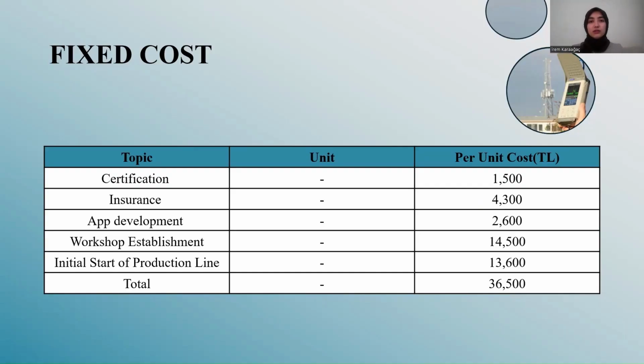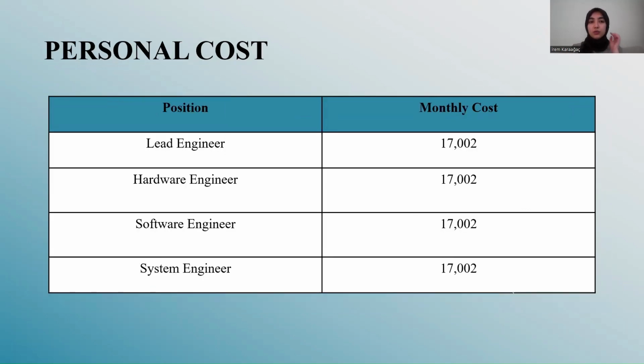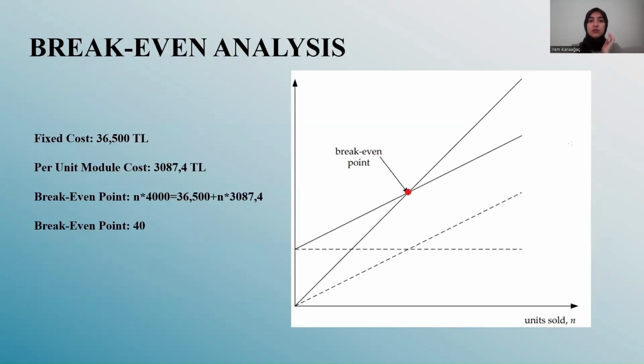I would like to tell a little about the cost analysis of the project. The fixed costs of this project include initial investments such as equipment and software licenses required for the design and development of the device. Variable costs are expenses such as materials used in the production process, assembly, and testing procedures. And this one is personnel cost. The last one is break-even analysis. It's used to determine the point at which a project's total revenues equal its total costs.